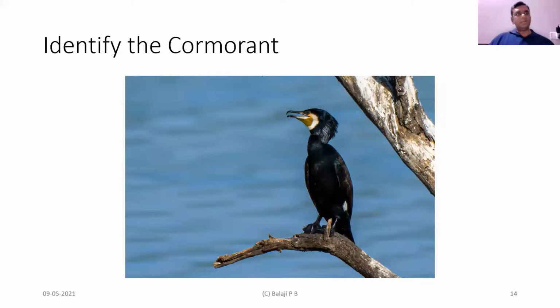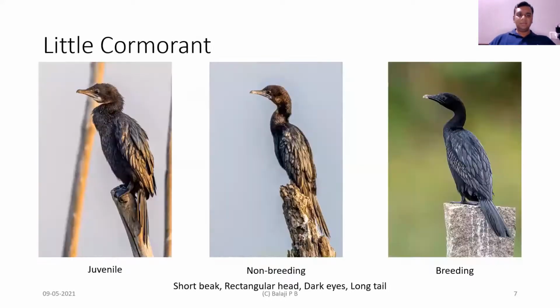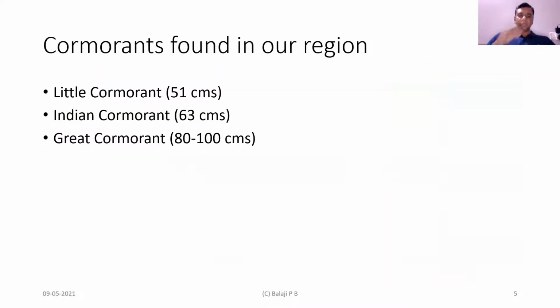There is not much of a difference. See, actually, the great cormorant will have a difference of about 80 to 100 centimeters. The Indian cormorant is 63 centimeters and the little cormorant is about 51 centimeters. So only the great cormorant you will find in different ranges.